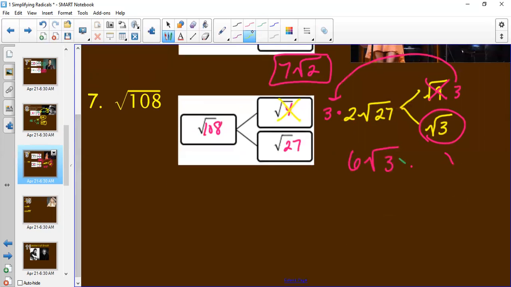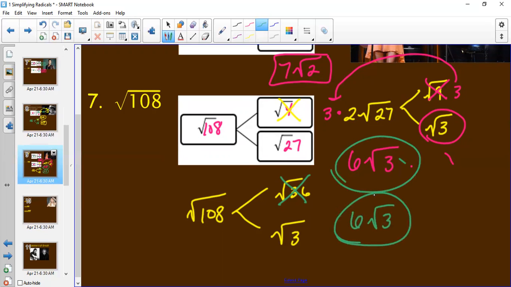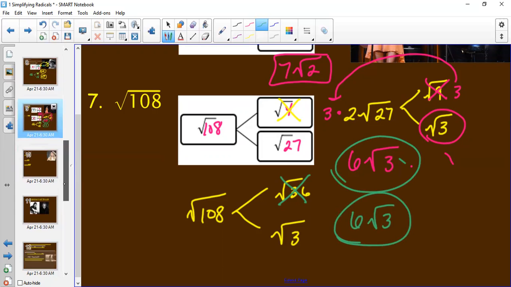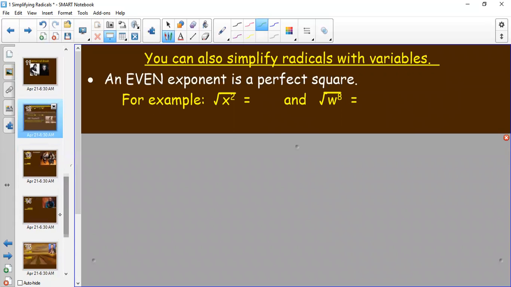So the most direct route would have been to break up 108 into 36 times 3. That would have given us the square root of 36 is 6, and would have left us with the square root of 3. So either method, you would have got the same answer. All right, we're going to move on to ones that have variables now.